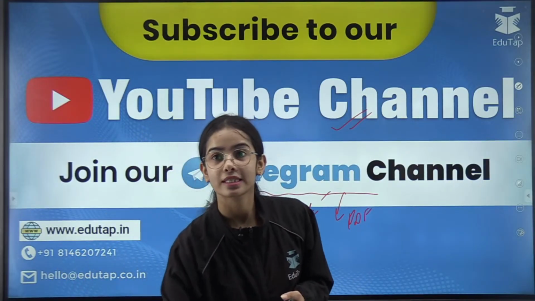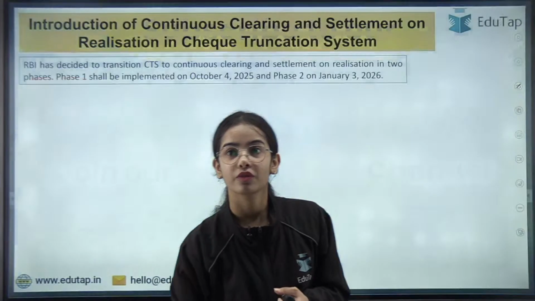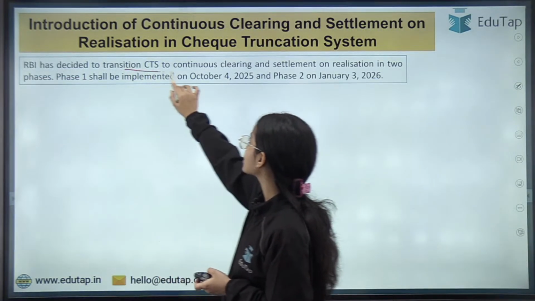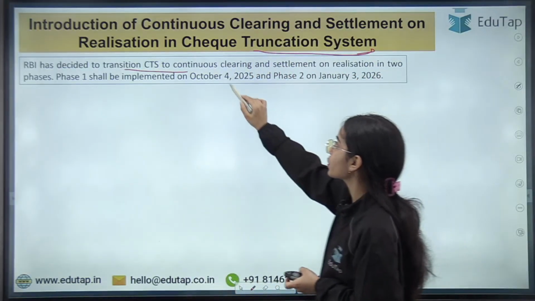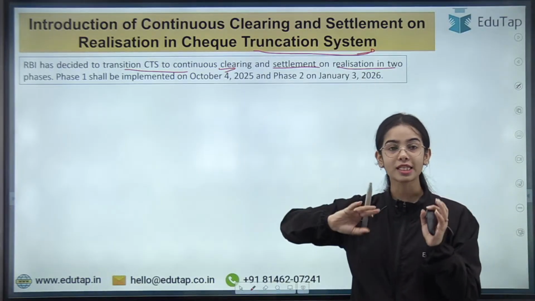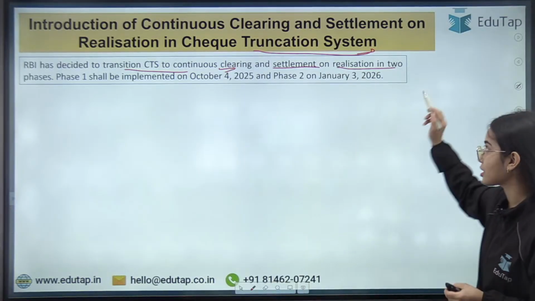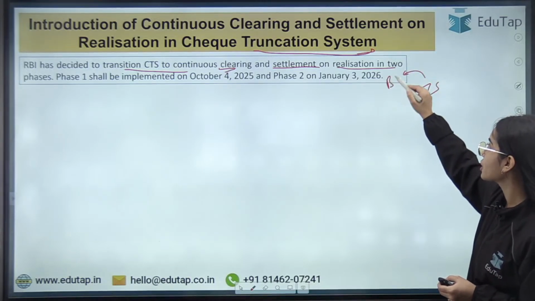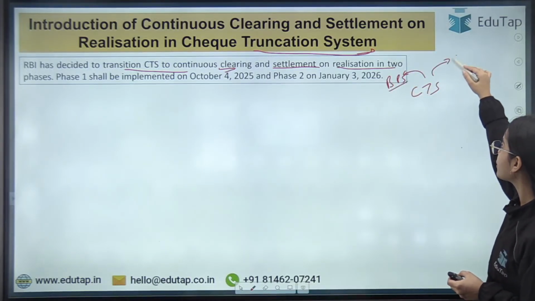Okay, so let's get started first of all with today's topic. RBI has decided to transition the check truncation system to continuous clearing and settlement on realization in two phases. So it has been decided that the check truncation system will be shifted from the batch processing system to the continuous clearing.